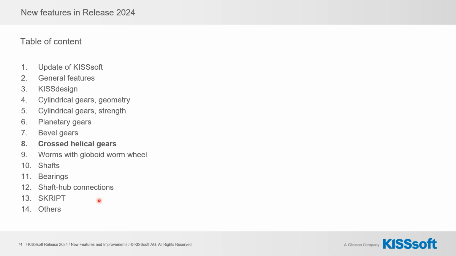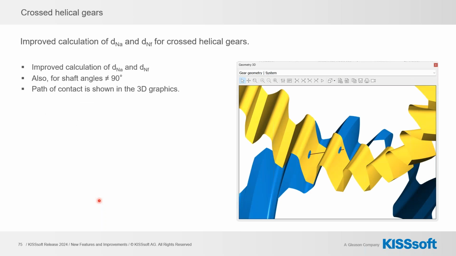Let's have a brief look at the crossed helical gears. Also there, we added some improvements. I want to mention only one, just representing the improvements for crossed helical gears. For example, you can now display a path of contact, which gives a better insight about where the contact happens, also for non-90 degree shaft angles.